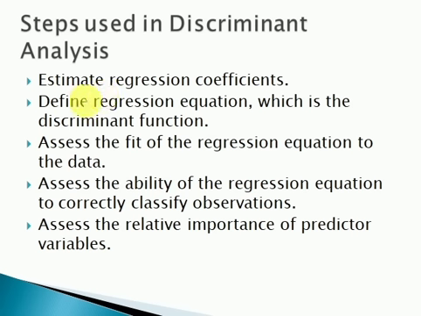And the steps used in discriminant analysis are as follows. First one is estimate regression coefficient, then define regression equation, which is the discriminant function, and then assess the fit of the regression equation to the data, assess the ability of the regression equation to correctly classify observations, then assess the relative importance of predictor variables. The discriminant analysis is also similar to regression or ANOVA, multiple analysis of variance, but there is a key difference which we discuss in the next slides of our presentation.